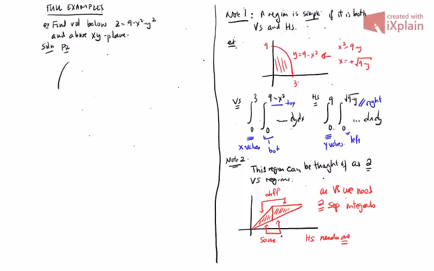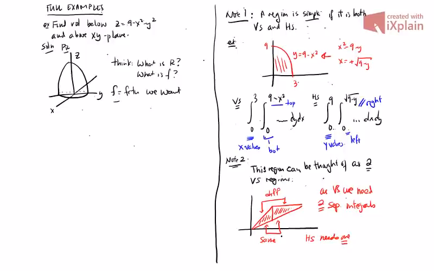I'll draw a few pictures for this. The paraboloid looks like this. X and y axis like this, z axis. Not the prettiest picture, that's okay. We want that volume. So we need to think about what R is and what F is. F is pretty easy because F is the function that we're finding the volume under. So here, f of x y is nice and simple. It's just the paraboloid. Nice and easy, right? The R is the region in the xy plane.